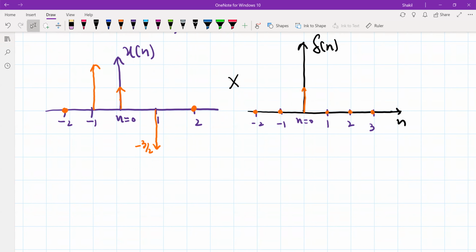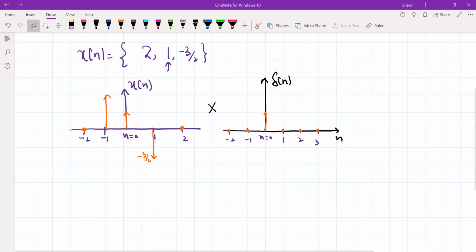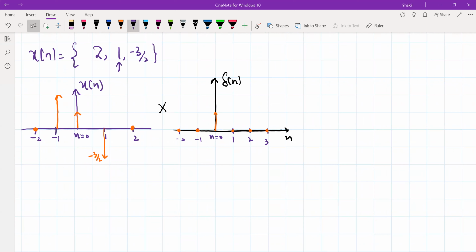So if you multiply these two sequences, what will be our result? Now let me write it like this. Our result will be this sequence, so we'll get this sequence as the output. This will be our x of n delta n. Now have a look at this. How do we do the multiplication? Multiplication simply means multiplying the corresponding sample values. So when we multiply the value of x of minus 2 with delta of minus 2, you can see the value here is 0, the value here is 0, so it will be 0.